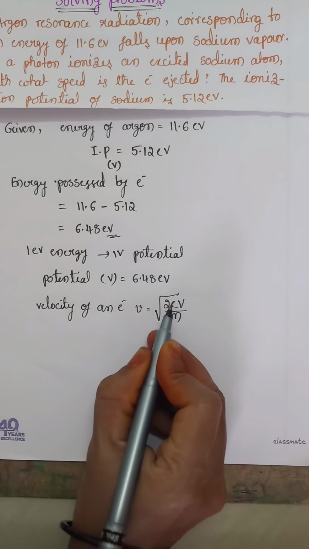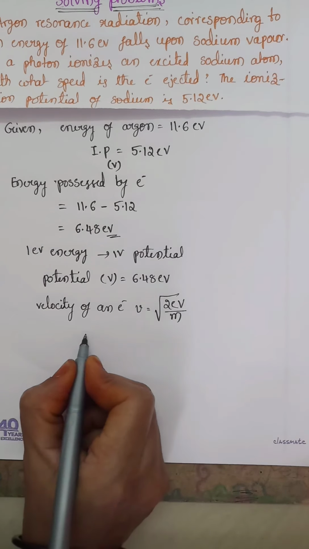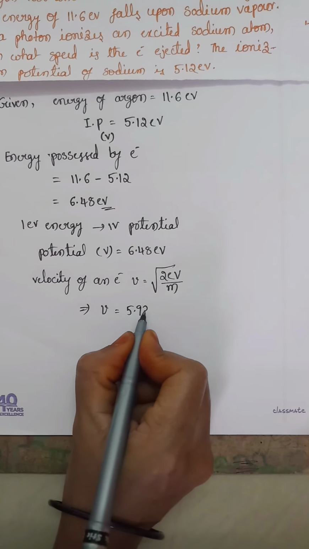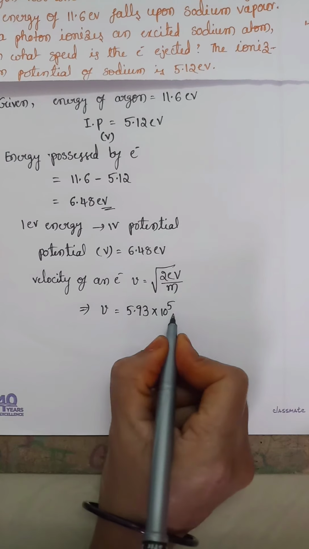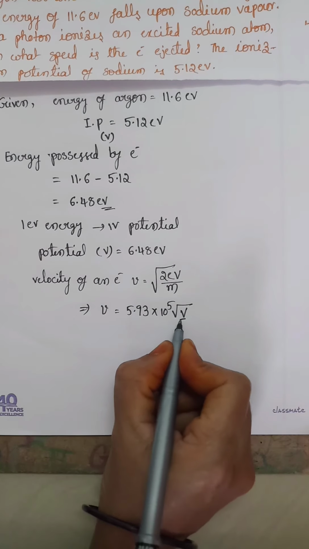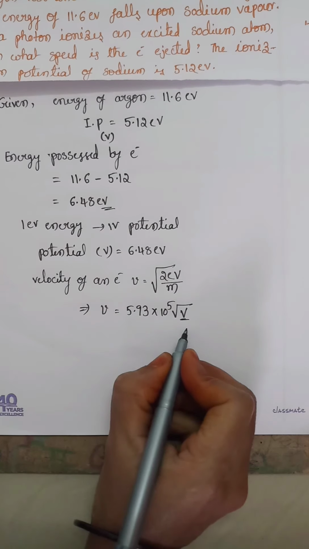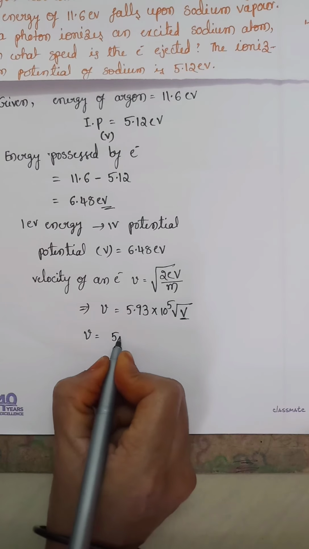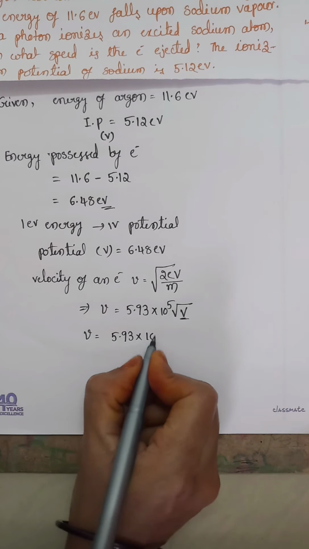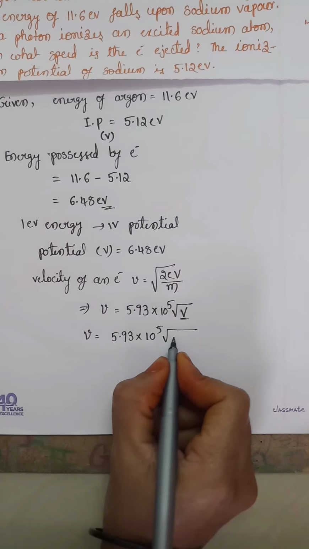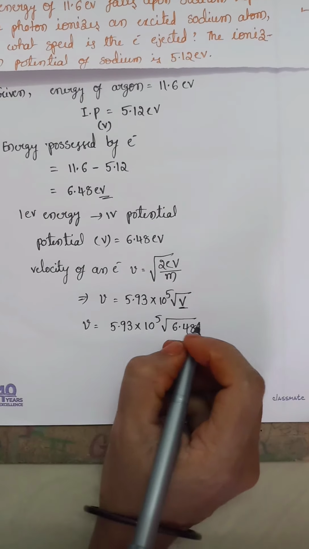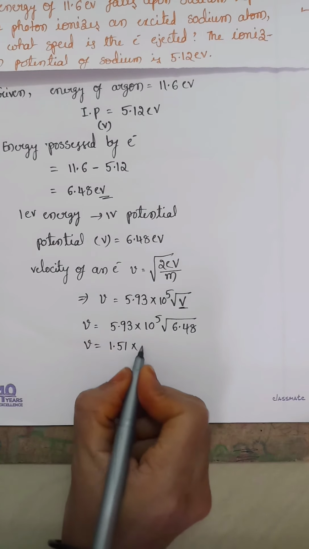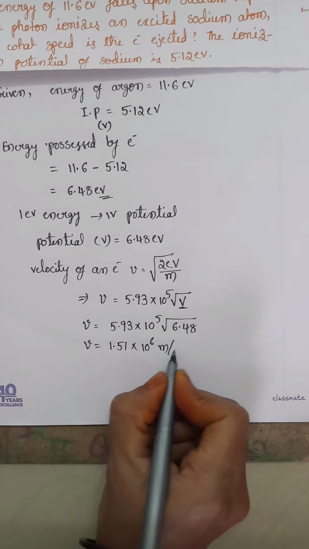If we substitute the standard values of the electron, we get this formula as small v is equal to 5.93 into 10 to the power of 5 under root capital V. This is the ionization potential. So, substitute the potential value in this. So, we get the velocity as small v is equal to 5.93 into 10 to the power of 5 into under root of 6.48. If we simplify this, we get small v is equal to 1.51 into 10 to the power of 6 meters per second.